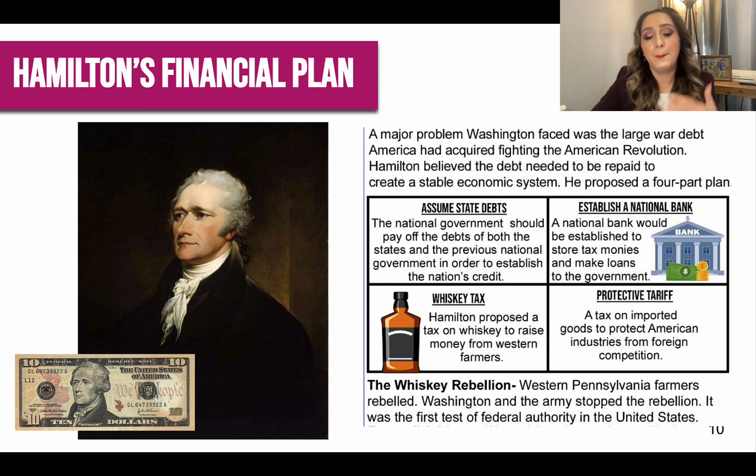And so because Alexander Hamilton is Secretary of Treasury, he is in charge. He is tasked with coming up with a plan. And he has a 4-part plan. His very first part of his plan is assume state debts. The national government should pay off the debts that both the states and our previous national government had in order to establish the nation's credit.